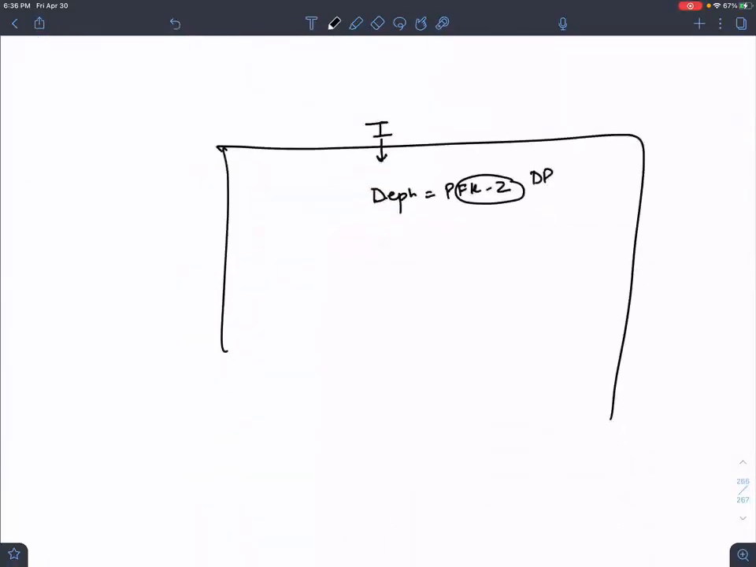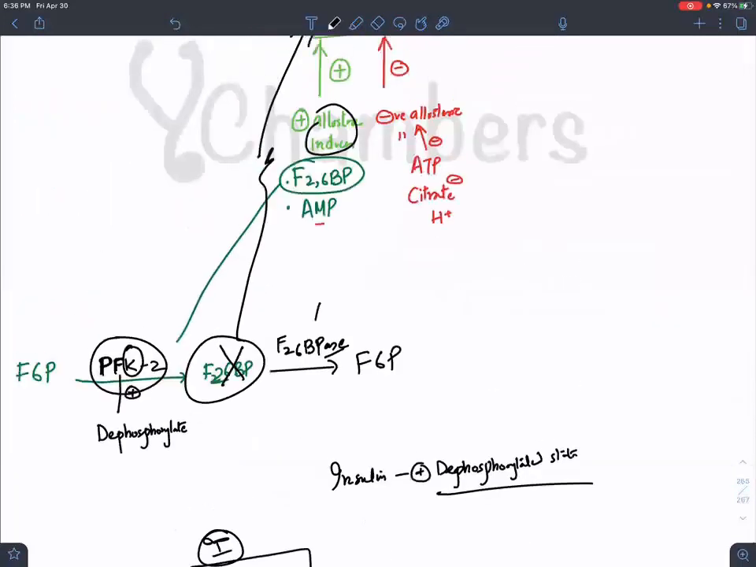I came with insulin. Insulin came on the surface of the cell. It led to the dephosphorylation of the enzymes. And you know from the basic concepts that once I do dephosphorylation of phosphofructokinase 2, I will be making this enzyme active. That means if I do phosphorylation of this enzyme, I will be making it inactive. So PFK2 is active in the dephosphorylated state. Fructose 2,6-bisphosphatase is active in the phosphorylated state.